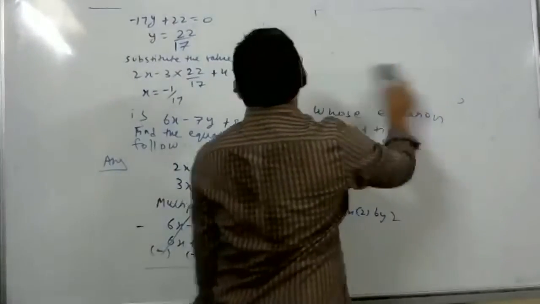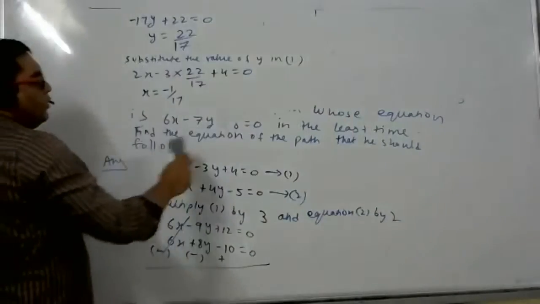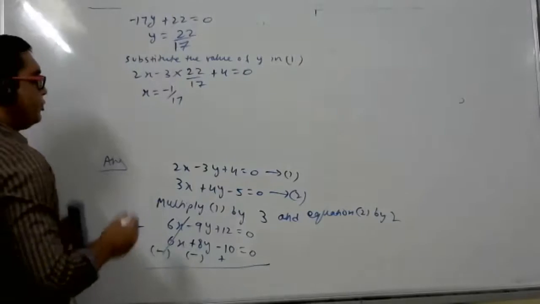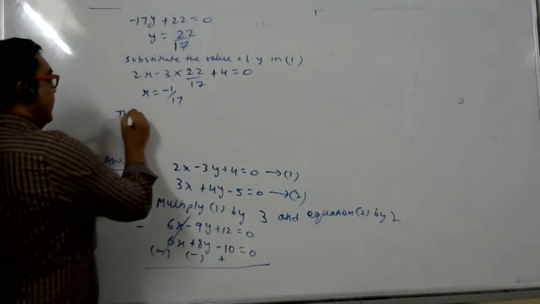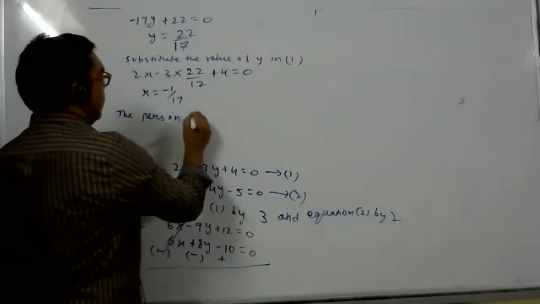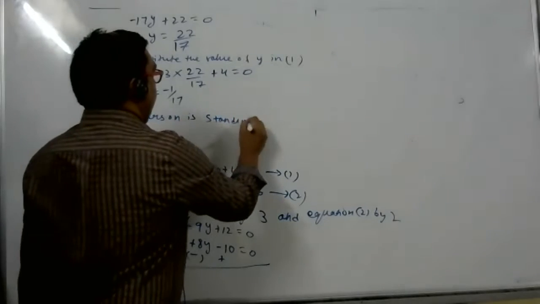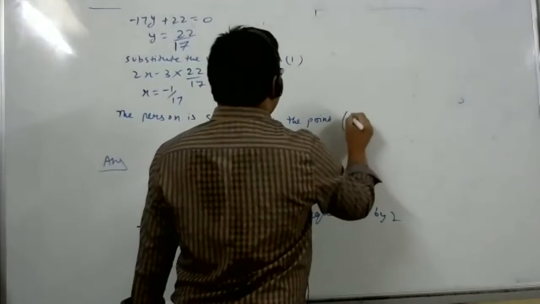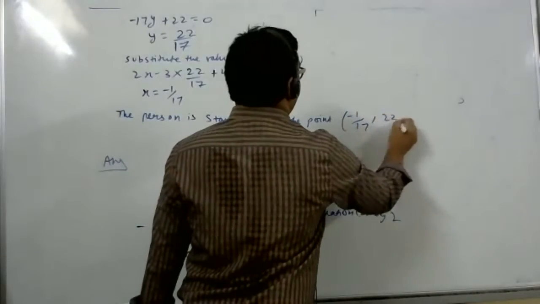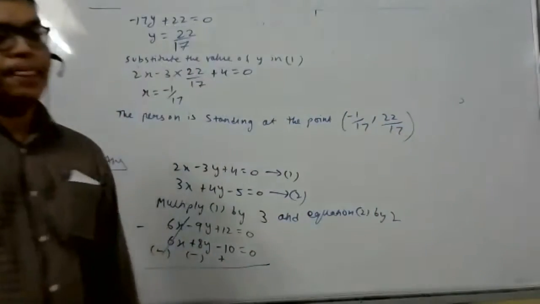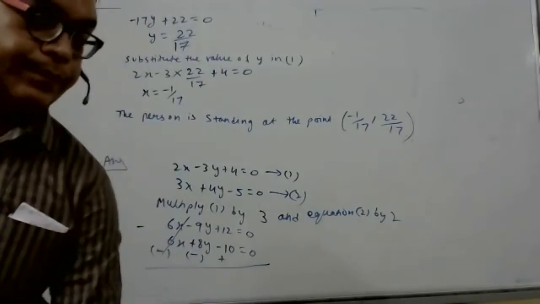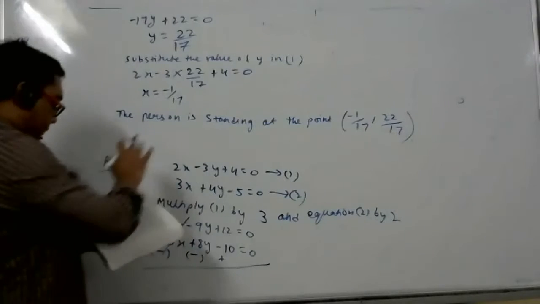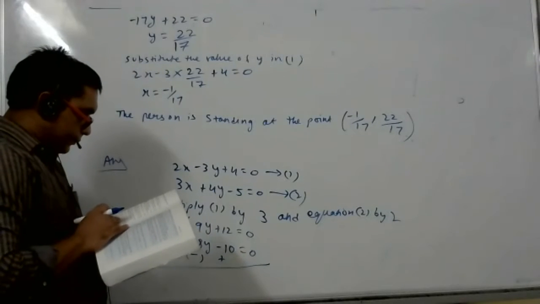So you can do the calculation yourself. You will get x is equal to minus 1 by 17. So the person is standing at the point, which point, student? Minus 1 by 17 comma 22 by 17. At this point the person is standing. Till here, if anybody has doubt, ask me. Is there any doubt till here?